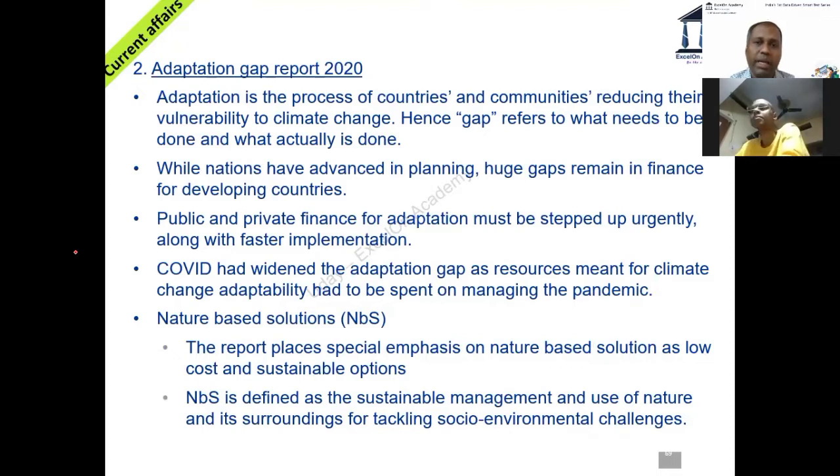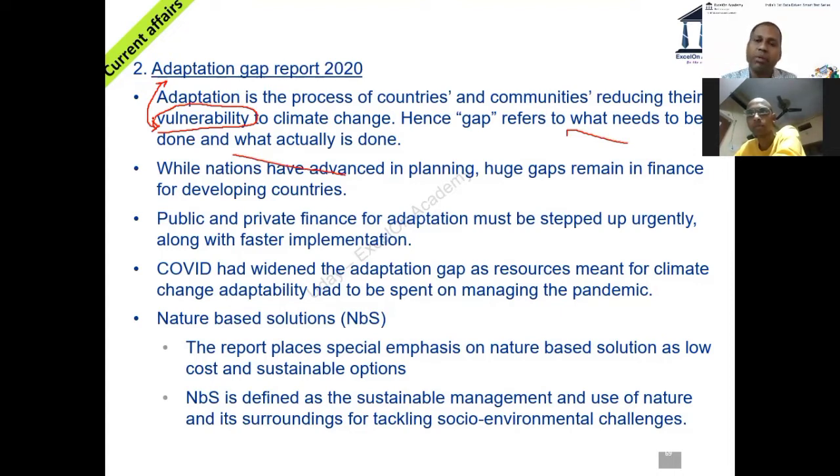So what does the adaptation gap refer to? The gap refers to what needs to be done and what is actually done. Very simple. What are communities doing to reduce their vulnerability? So whenever you talk of adaptation, always use the word vulnerability. These two are directly related, anywhere, meaning related to climate change, be it in India or outside India. Whenever someone talks about adaptation, always use the word vulnerability in your answer. It has to come, because one is the corollary of the other.